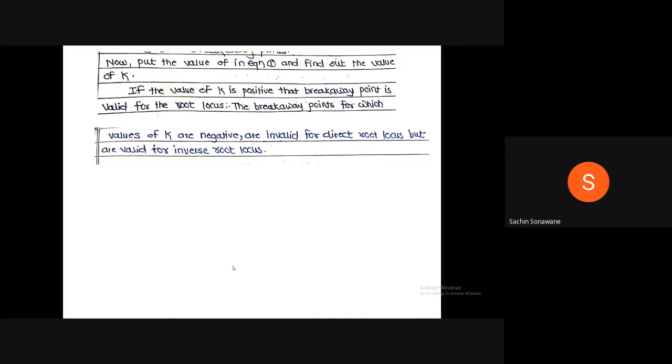Now put the value of S in equation 1 and find out the value of K. If the value of K is positive, that breakaway point is valid for the root locus. The breakaway points for which values of K are negative are invalid for direct root locus, but are valid for inverse root locus. Always remember, breakaway point lies in the root locus region.